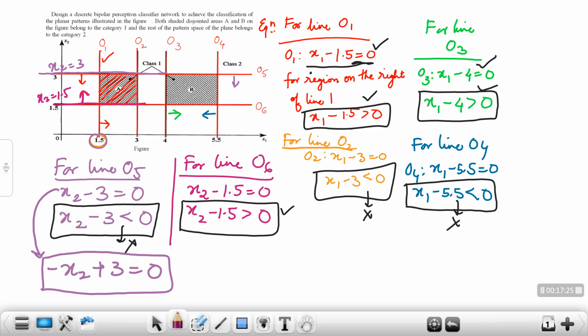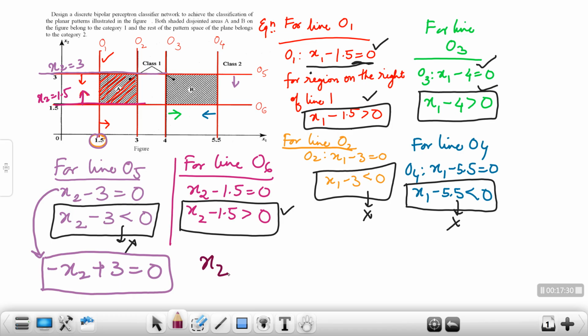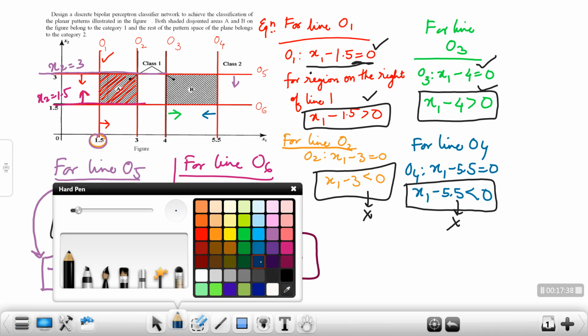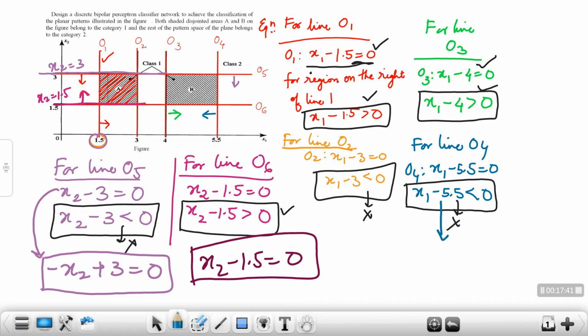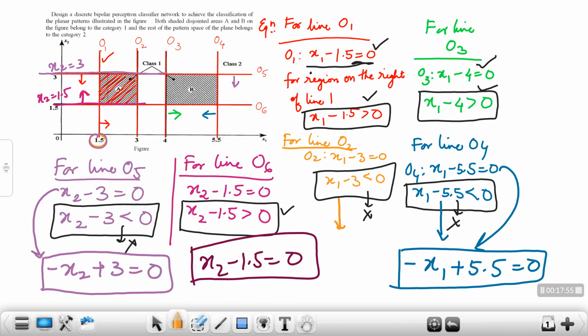Similarly, for this one, this is done, this is proper. I will be using x2 minus 1.5 is equal to 0. This is proper for O6. For this one, I cannot use it, so I have to change the sign here and write it as x1 plus 5.5 is equal to 0. And this one, I have to change and write as minus x1 plus 3 is equal to 0.